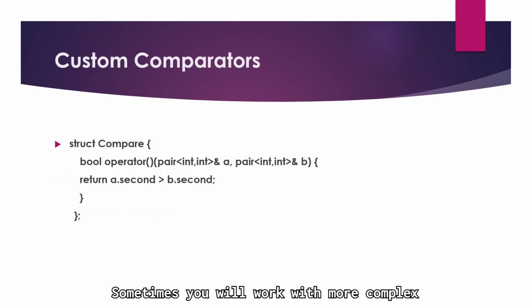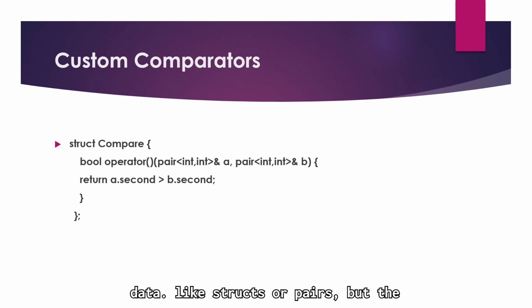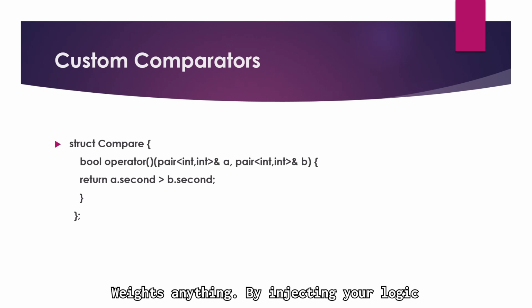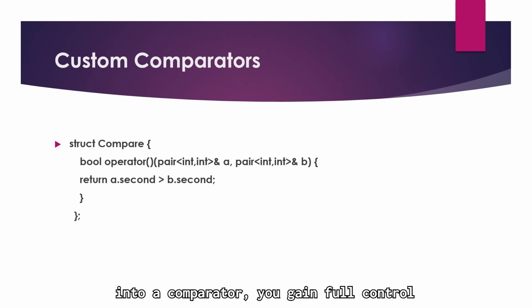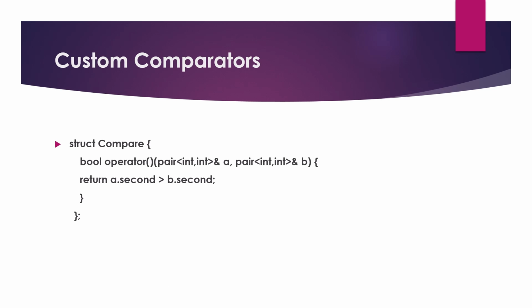Sometimes you will work with more complex data, like structs or pairs, where the default comparison isn't enough. That's where custom comparators shine. A comparator is simply a callable object, typically a struct with an overloaded operator(). This function takes two elements and returns true or false based on your custom priority rules. You might want to prioritize by deadlines, scores, weights, anything. By injecting your logic into a comparator, you gain full control over how elements are ordered in the queue.